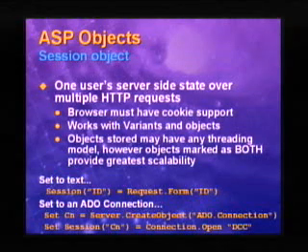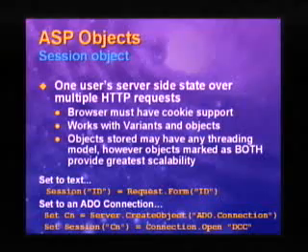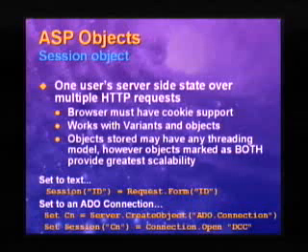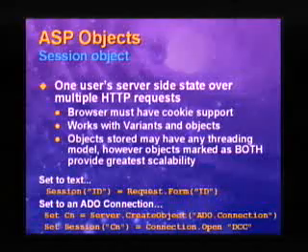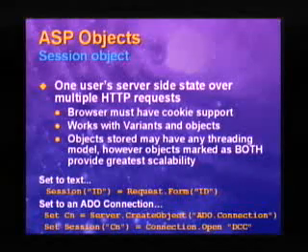The session object. The session object is one user's server-side state over multiple HTTP requests. For this to work, though, the browser must have cookie support. Cool things to know, it works with variants and objects. However, objects stored can't have any threading model, but for ultimate scalability, you should have the threading model of the objects you store here marked as both. And the reason why is if you start putting apartment-threaded or single-threaded objects in here, you're going to limit yourself to that thread. If other clients are currently accessing the web class on that thread, you have to wait for them to finish, therefore really impacting scalability.